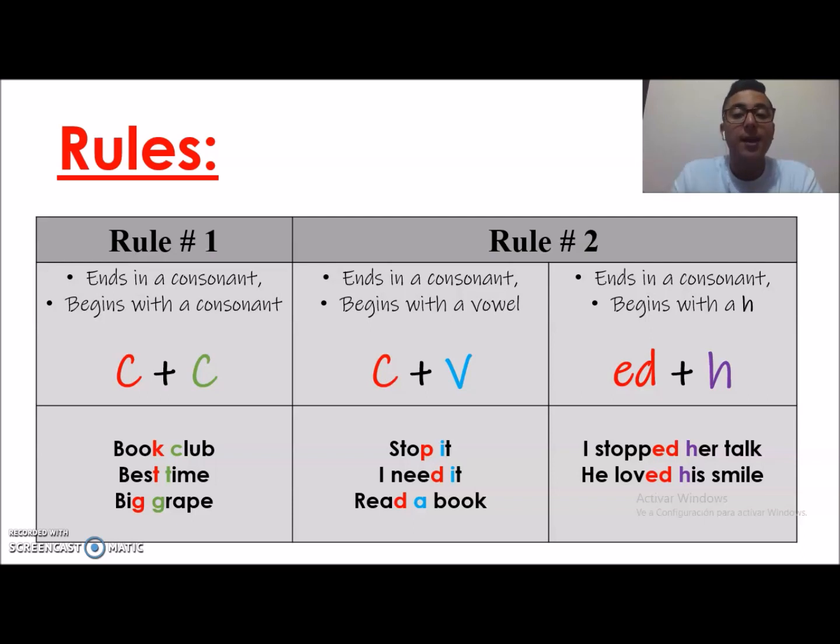In the other case, I loved. Remember that this one is not T, but D. And here we say he loved, and then we have his. So we are going to put the D and the his together, and it's going to sound something like: he loved this smile. He loved this smile. So remember, I stopped her talk. He loved this smile. Alright?